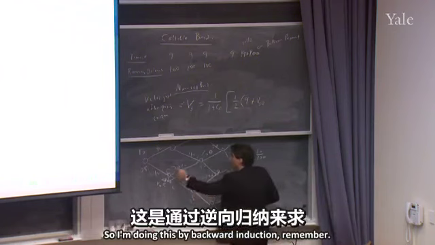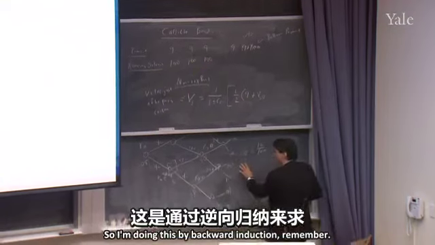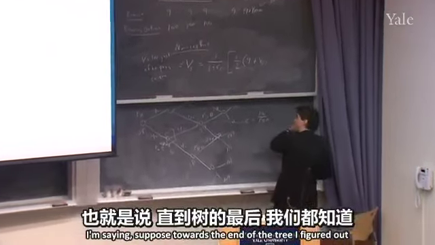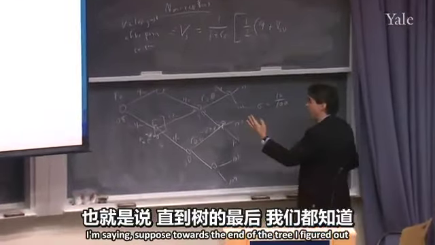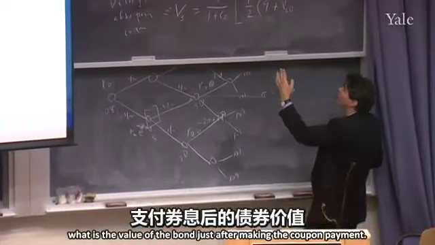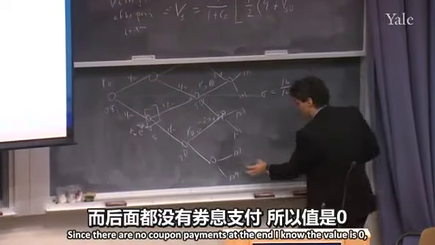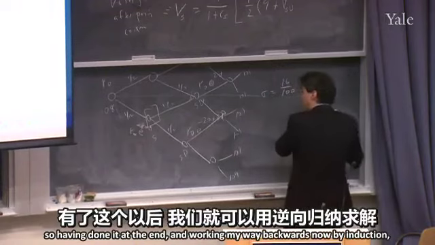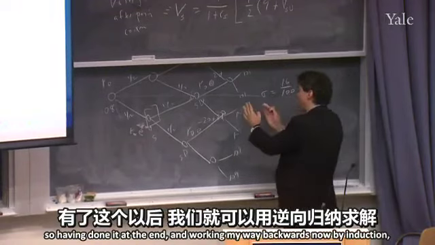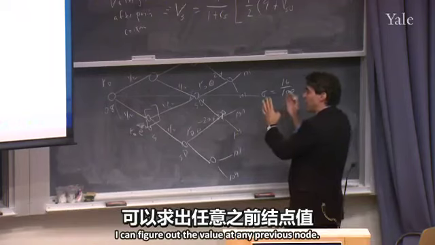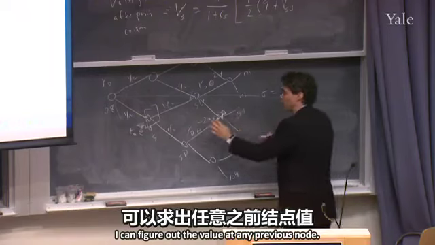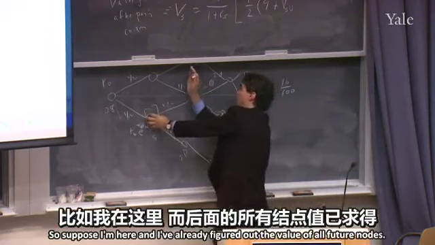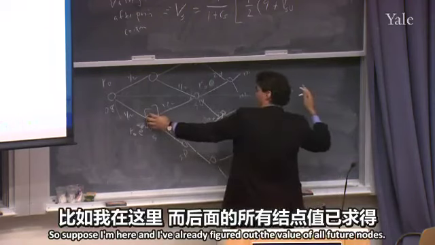So I'm doing this by backward induction, remember. I'm saying suppose towards the end of the tree, I figured out what is the value of the bond just after making the coupon payment. Since there are no coupon payments at the end, I know the value is 0. Okay, so having done it at the end and working my way backwards, now by induction, I can figure out the value at any previous node. So suppose I'm here, and I've already figured out the value of all future nodes.